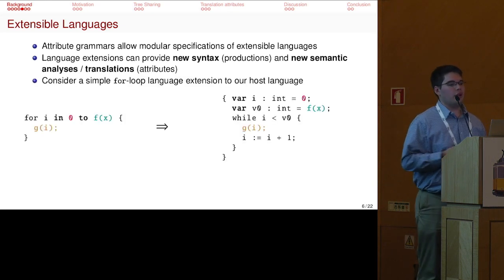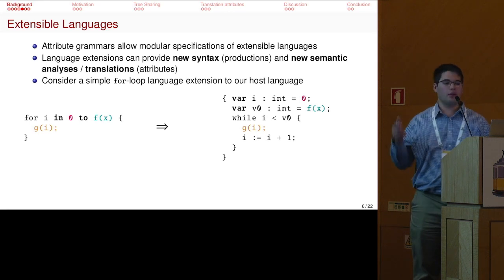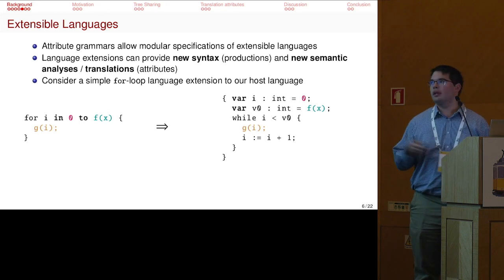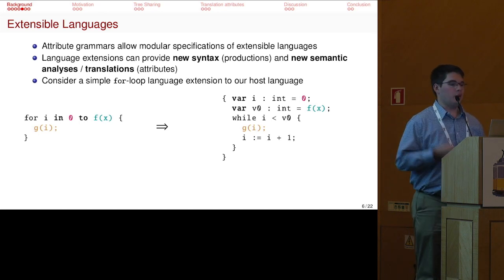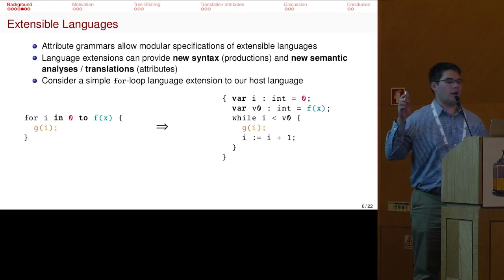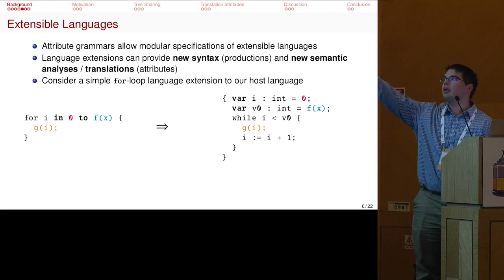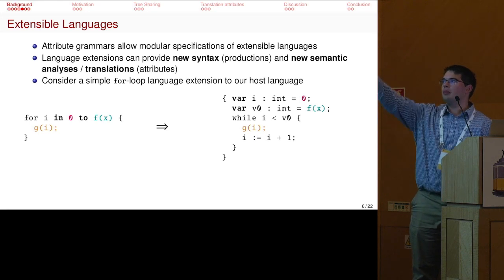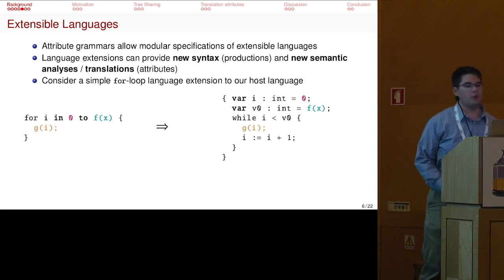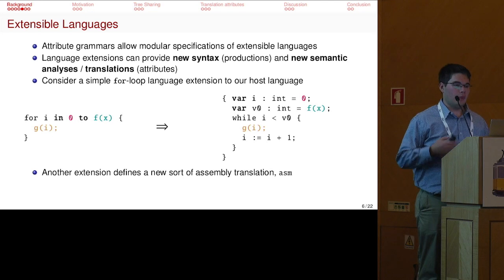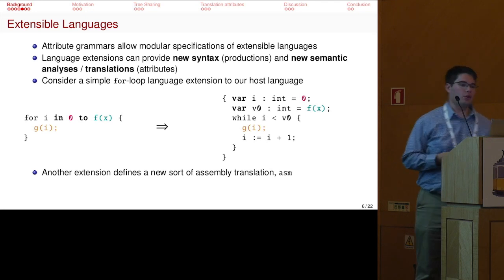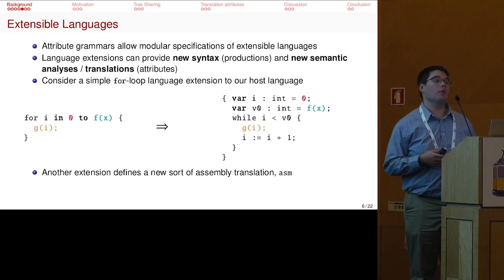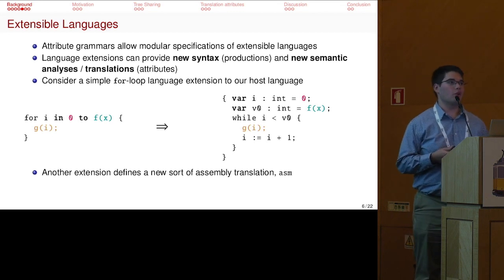For example, consider an extension that introduces for loops to this simple imperative host language. A for loop can be translated into an equivalent while loop. We introduce a temporary variable here to avoid evaluating the upper bound more than once. This should be chosen, whatever name v0 here, not to conflict with anything. Another extension could introduce an ASM attribute on statements to translate into some new sort of assembly code.